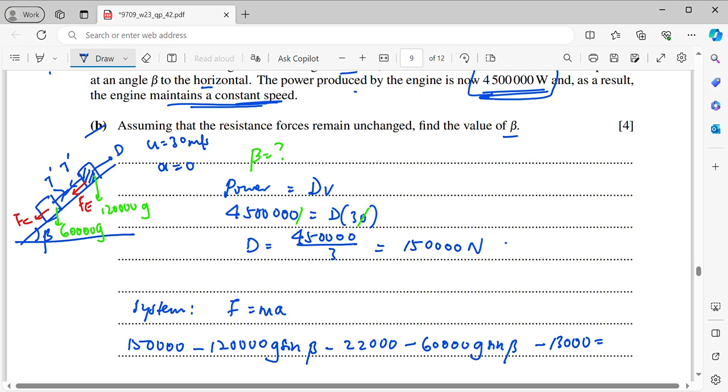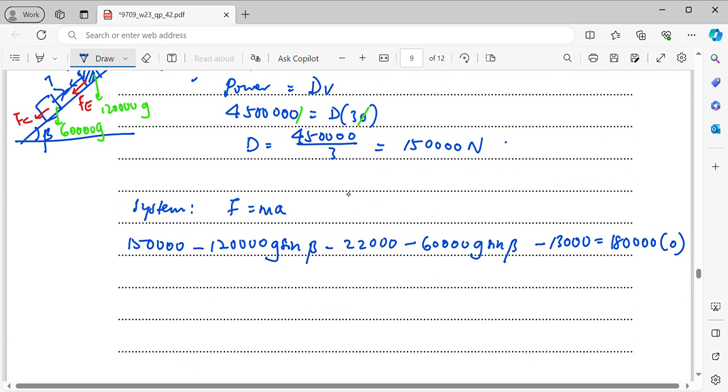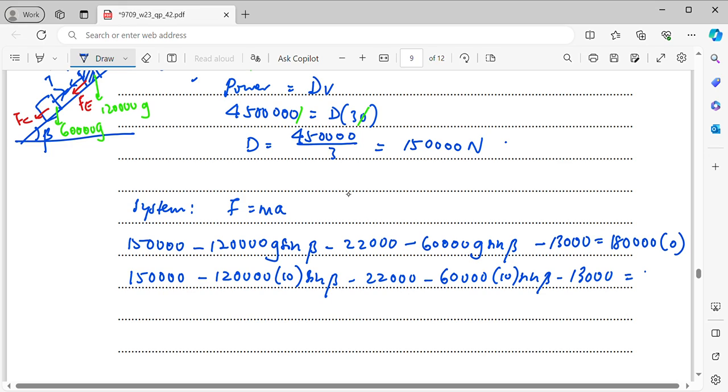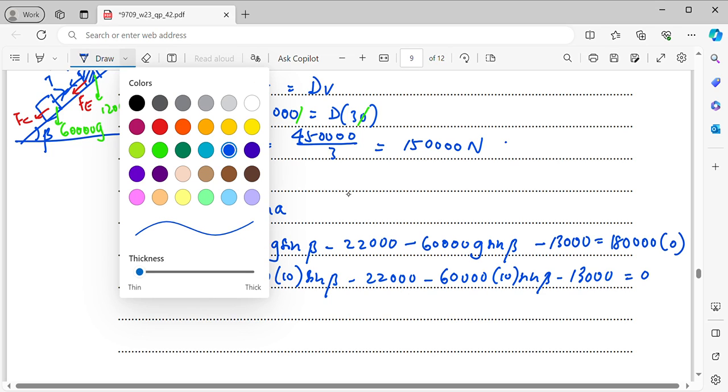That equals to, it will be 180,000 times 0 because of constant speed. Then from here, you will be getting 150,000 minus this amount times 10 sine beta minus 22,000 minus 60,000 times 10 times sine beta minus 13,000 equals to 0. Okay, then from here, I will group the sine beta together.